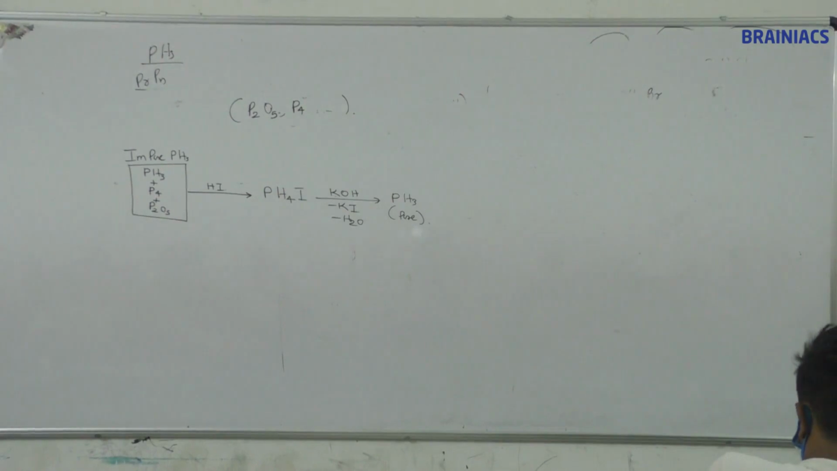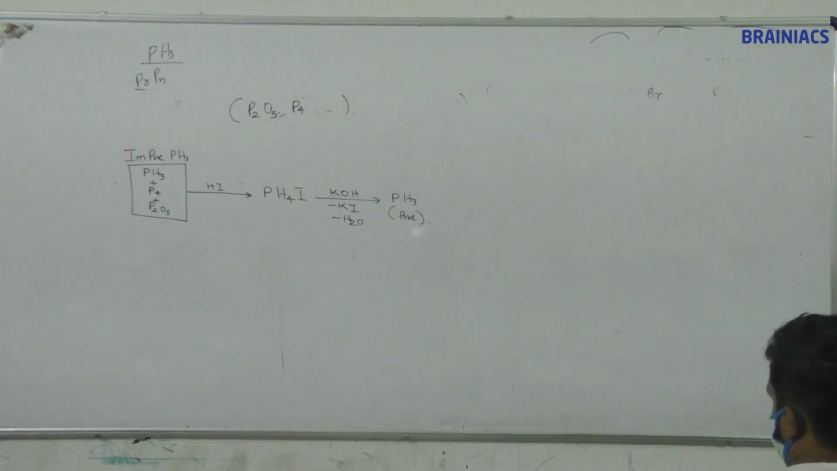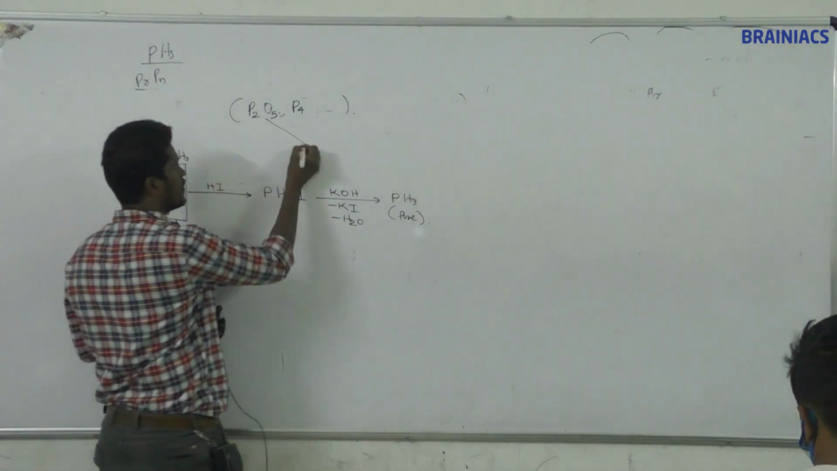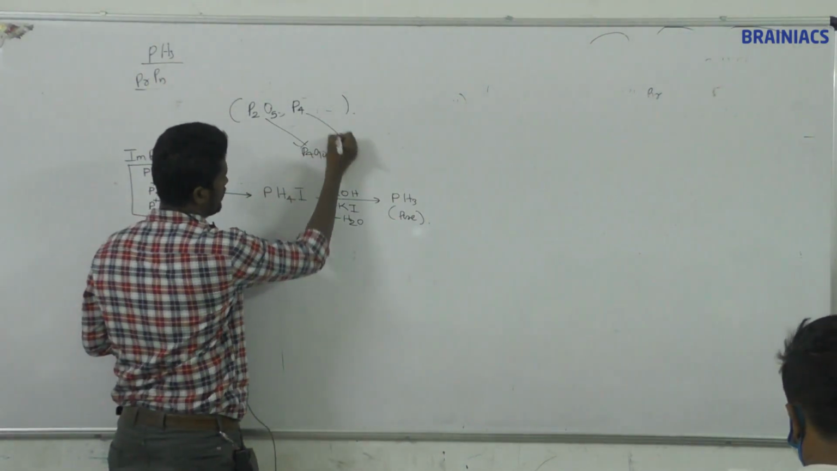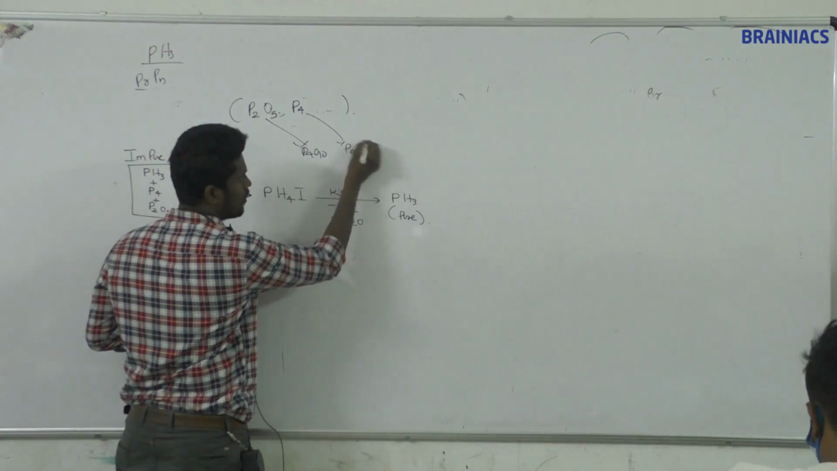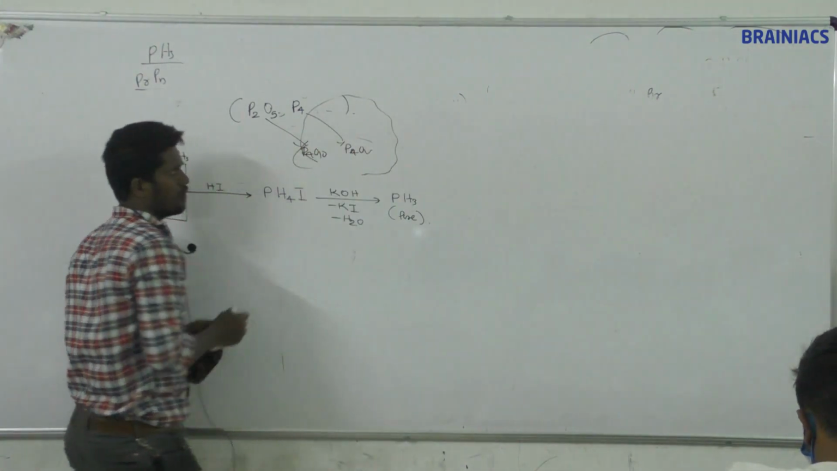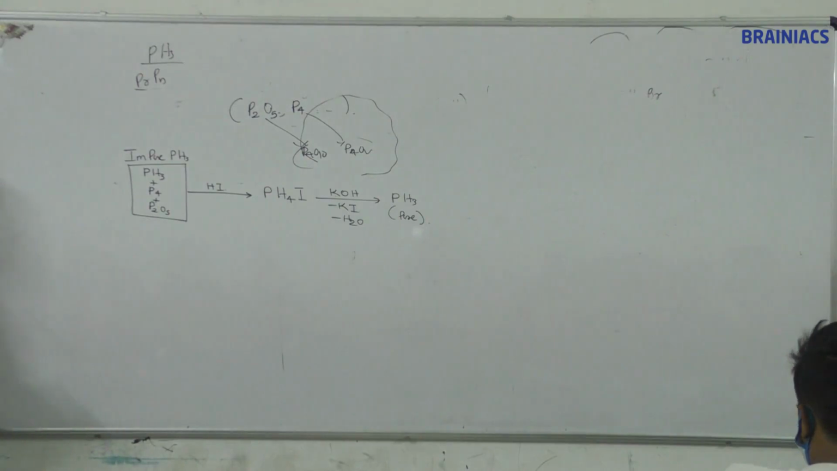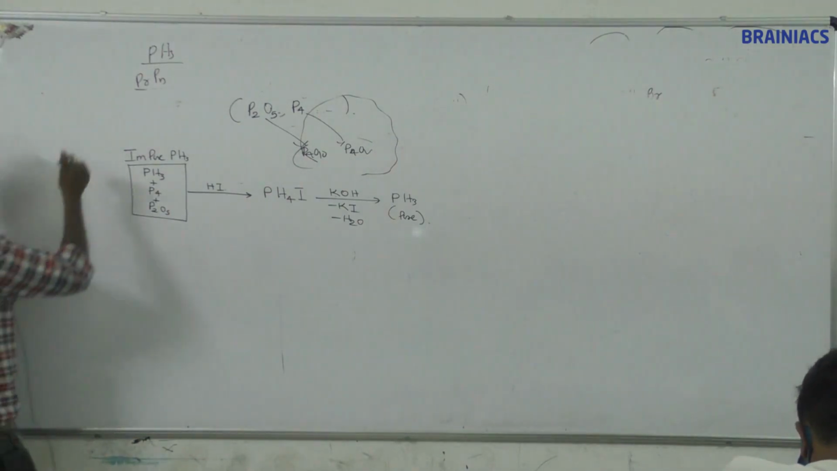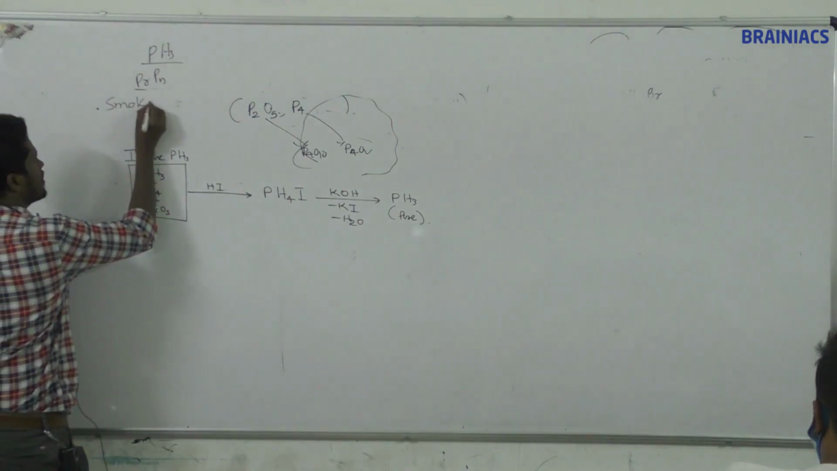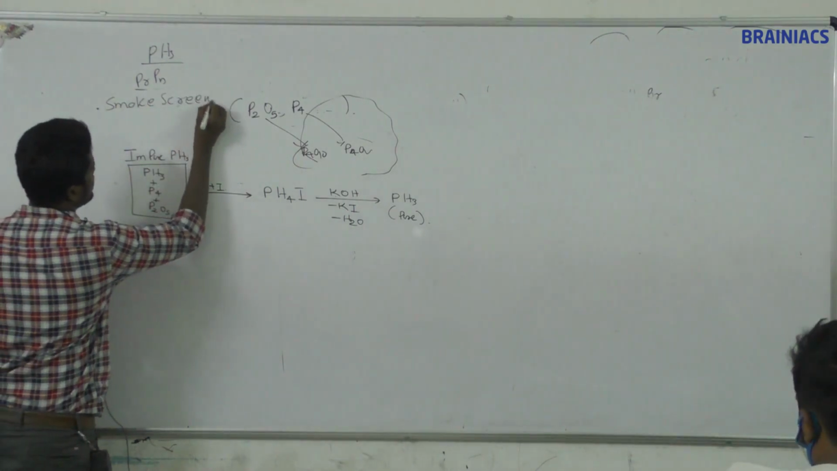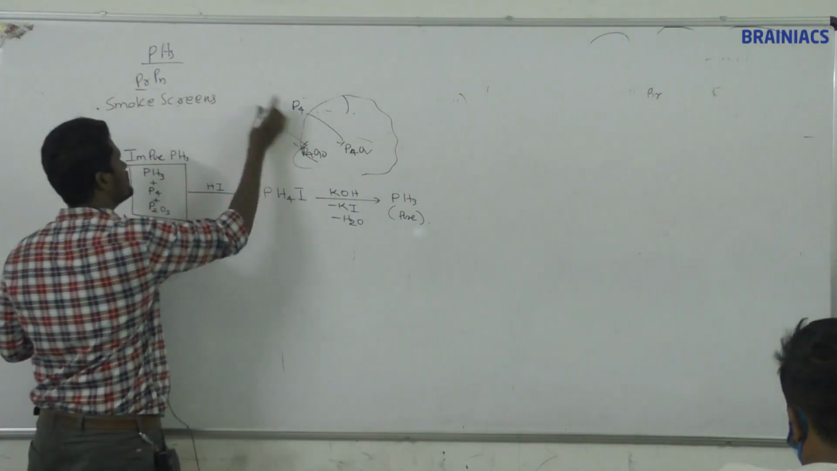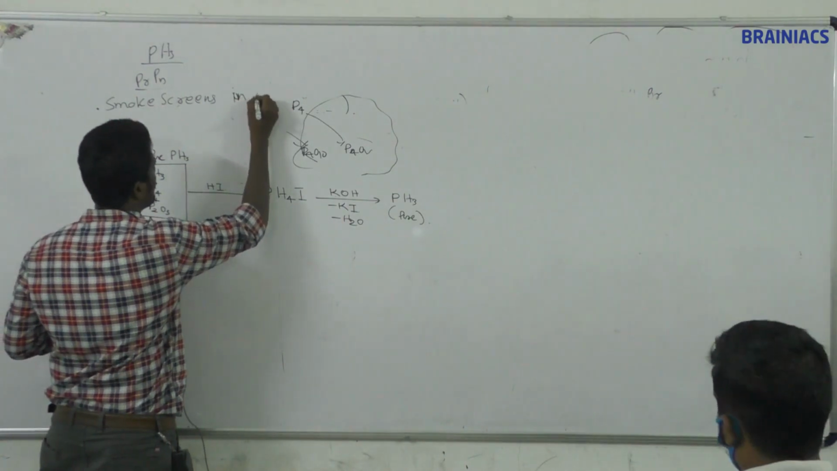Now, when impure phosphine comes in contact with the air, what happens? It is inflammable. P4 gives what? P4O10. So that gives the fumes of P4O10. So what are the uses of phosphine? They are used in smoke screens in war.